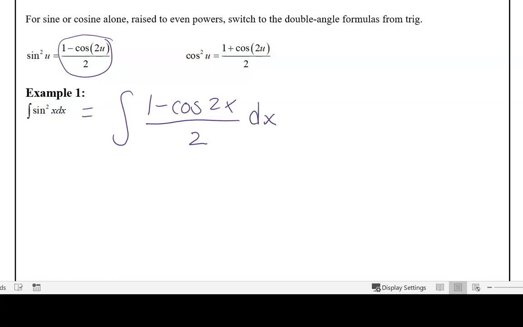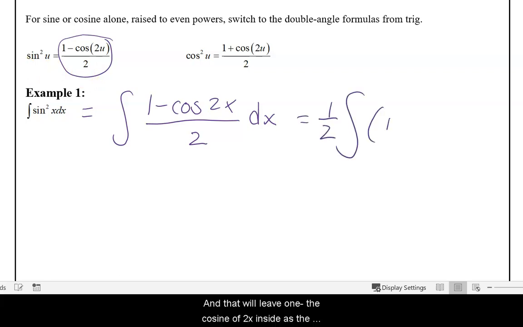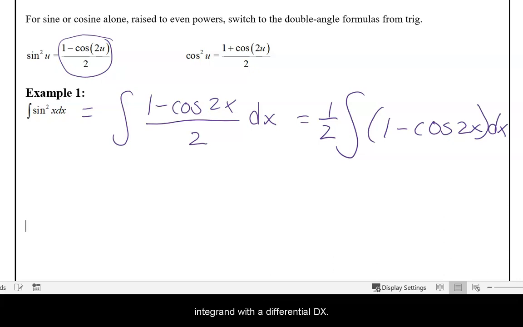Now, you can start to take some shortcuts if you feel like it. For example, if you look at this formula, you know that the 2 in the denominator is in fact a constant factor of 1/2. You could pull that out from the very beginning if you want. And that will leave 1 minus the cosine of 2x inside as the integrand with the differential dx.